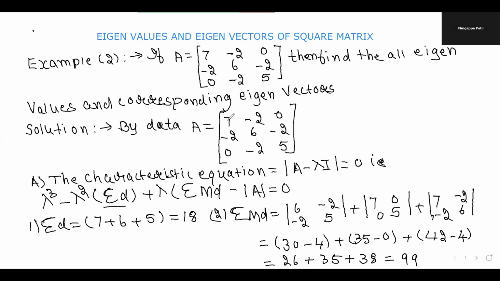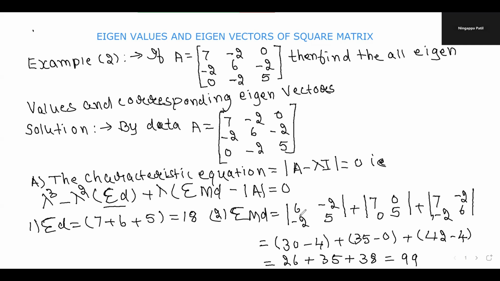Look here, minors of 7. You close this column, close this row. Whatever things remain are the minor: 6 minus 2 minus 2 5. Plus minors of this 6. You close this row, close this column: 7 0 0 5. And minors of 5. You close this row, close this column: 7 minus 2 minus 2 6. And this is a second order determinant.